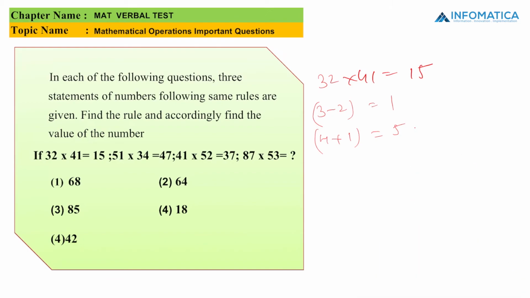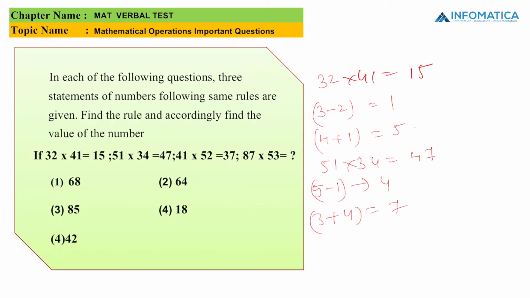So now let me see if the rule is getting followed for the second equation and the third equation as well. The second equation says 51 multiplied by 34 is giving me 47. So now let me take the first number. If I do 5 minus 1, it comes to be as 4, and if I do 3 plus 4, I get the answer to be as 7. So definitely this is following the rule. You can see the third equation also, and we can say that this rule is getting totally confirmed.